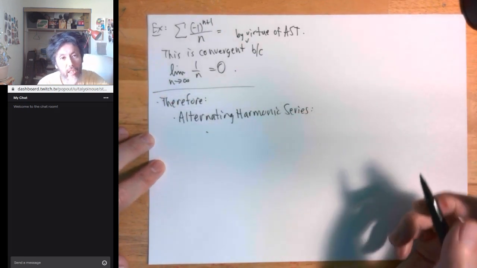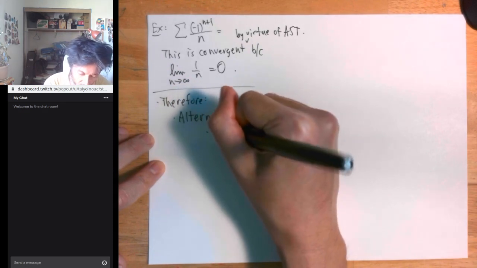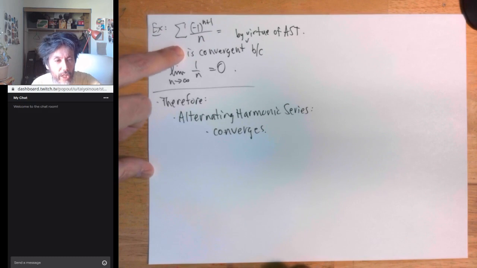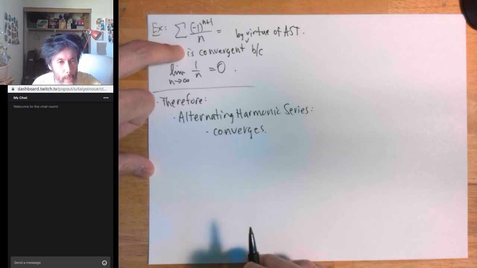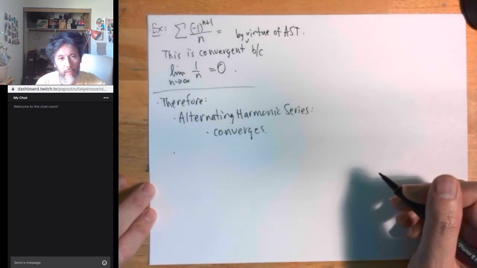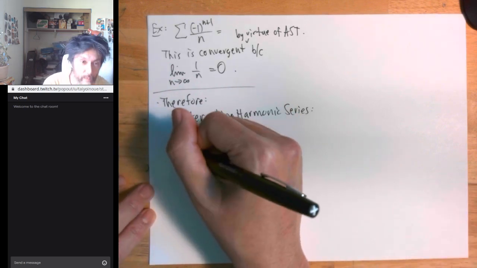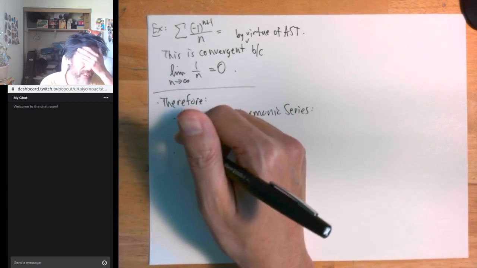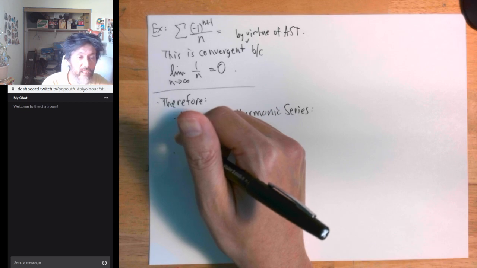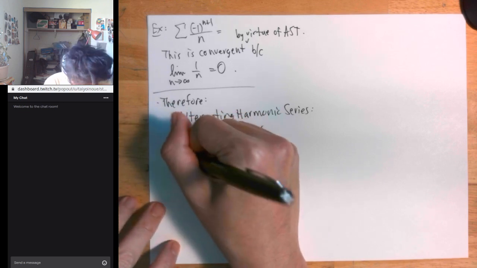First of all, it converges. Why? We just showed it. We just showed that it converges. On the other hand, it is not absolutely divergent. What? What the hell did I just say? It is not absolutely convergent.